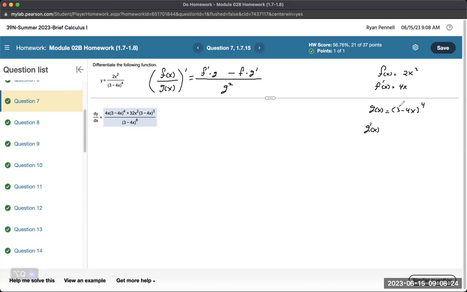notice that we're going to have to do chain rule because we have the parentheses. So the 4 comes down, (3 minus 4x) to the third, but then we have to go derivative of the inside, and that looks like that would be negative 4. So that's negative 16 times (3 minus 4x) to the third. Okay, so we have our f prime, g prime. So we want to build this quotient. Okay, so let's do that.